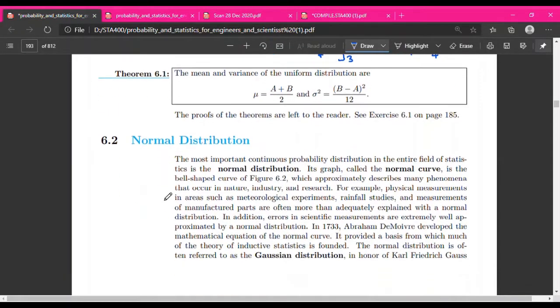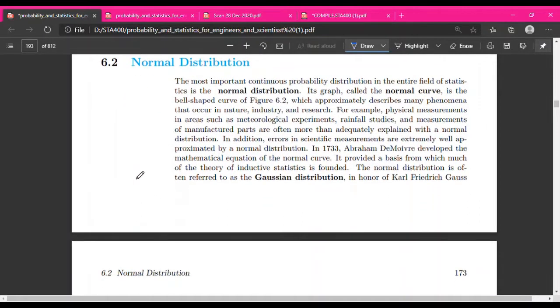Okay, I nak masuk terus kepada normal distribution. Okay, so I believe that you all pernah dengar normal distribution. You all can imagine the normal distribution adalah bell shape, kan, bentuk loceng. Alright, so today I can explain about the normal distribution and then how to find the probability if your random variable belongs to the normal distribution. Okay, the most important continuous probability distribution in the entire field of statistics adalah normal distribution. Its graph is called the normal curve. Okay, it's the bell-shaped curve.